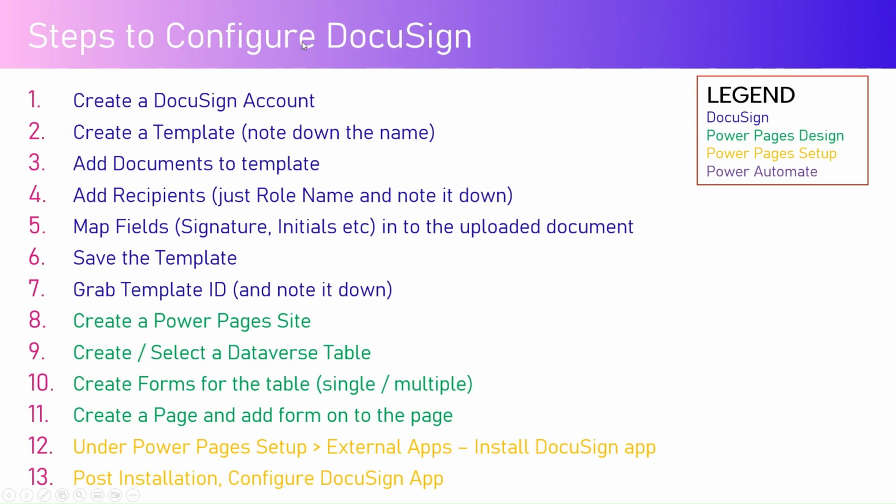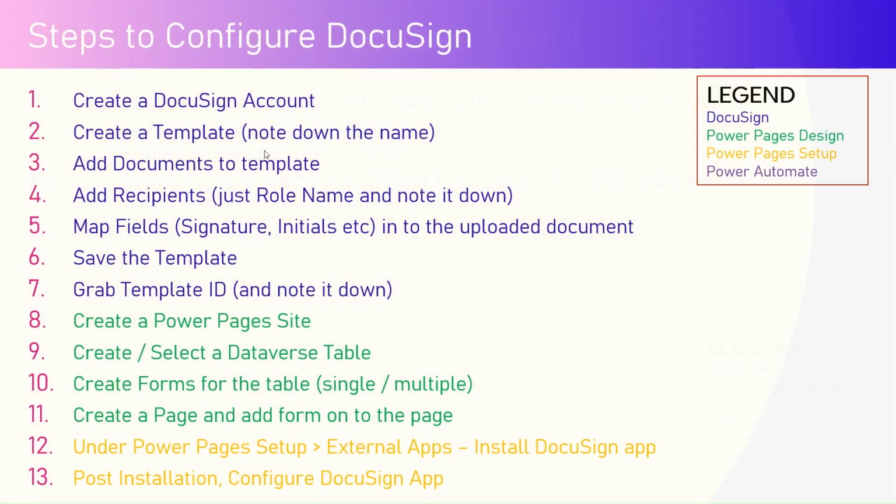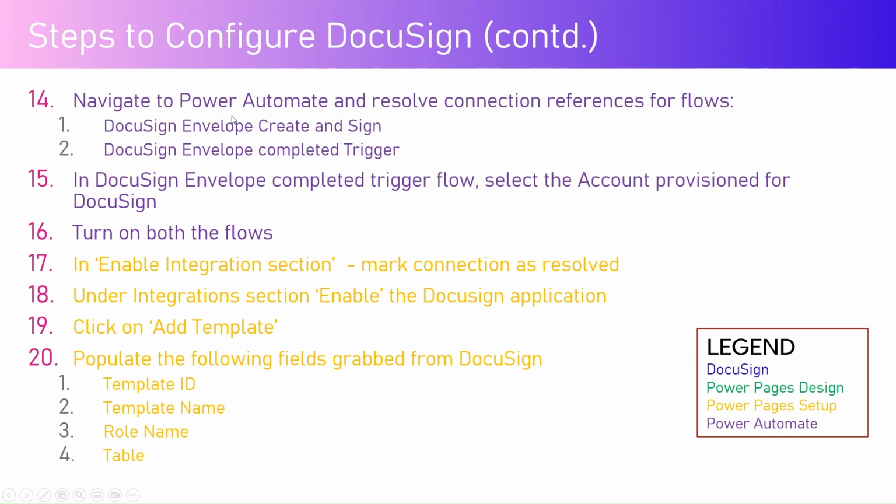The steps to configure DocuSign are a multi-step process. It's not very intuitive, but you need to go through some of the things. I've drafted some steps here. If you see in the legend, the blue color is DocuSign, the green color is Power Pages design, yellow is Power Pages setup, and Power Automate is purple. Now, as you see the steps here, let me go back.